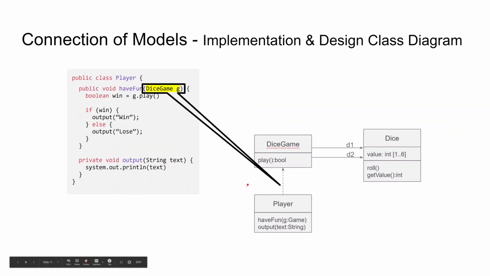And as I also said, this relationship here, the dependency relationship, can be caused by having, for example, an argument to an operation that uses an object. So in this case, when we send the message "have fun," we supply the player with a dice game, and the player can later use this in this operation.